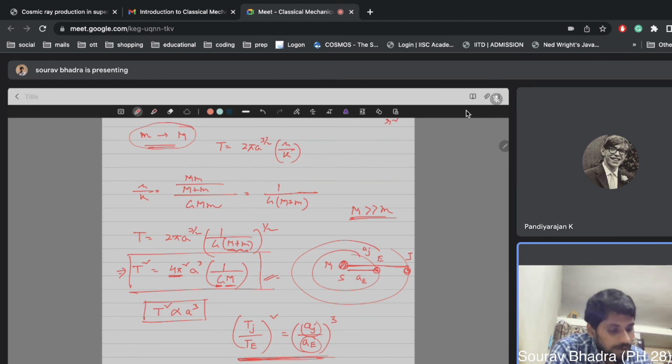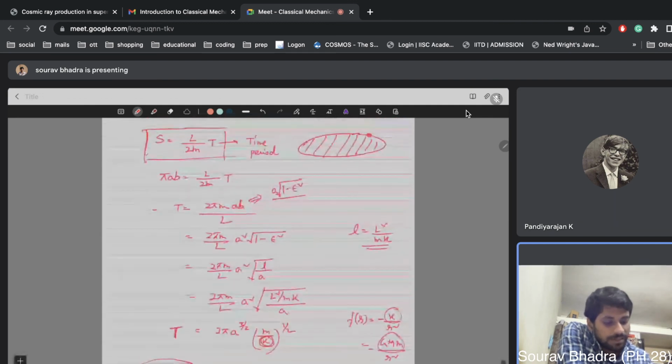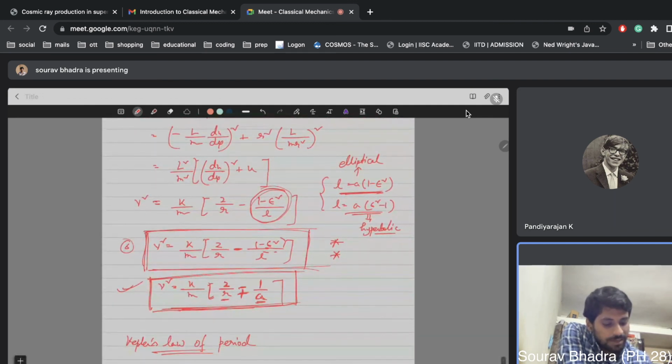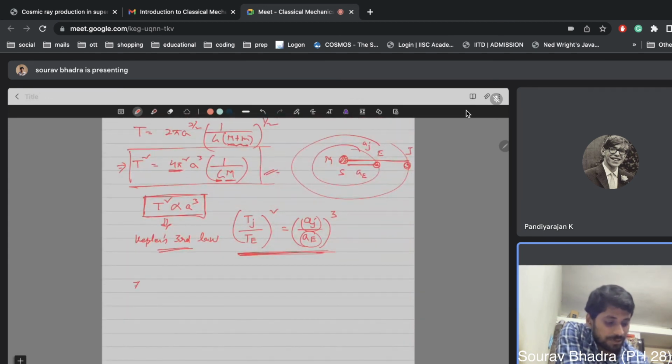So this is called Kepler's third law, or the law of orbit. I think it is third, yes. So in that list, that list of 6 expressions, just add this expression also, T square is a cube.